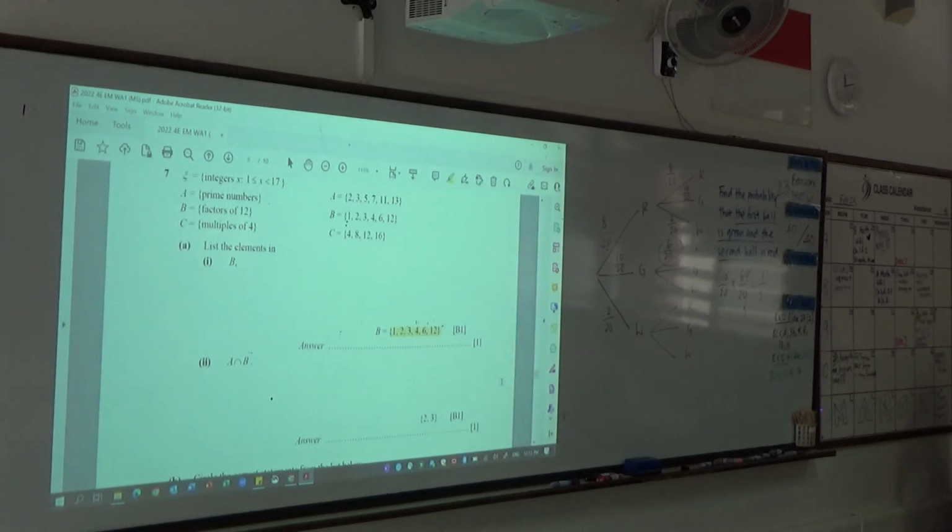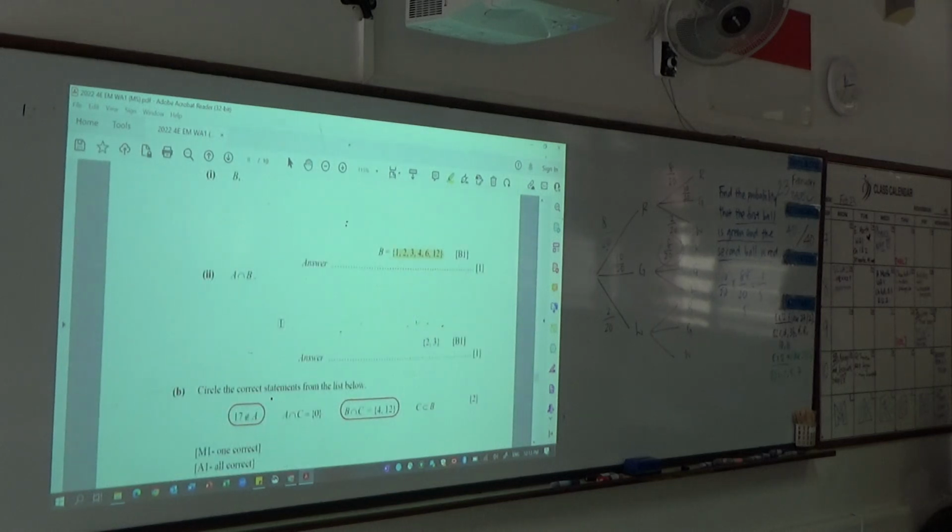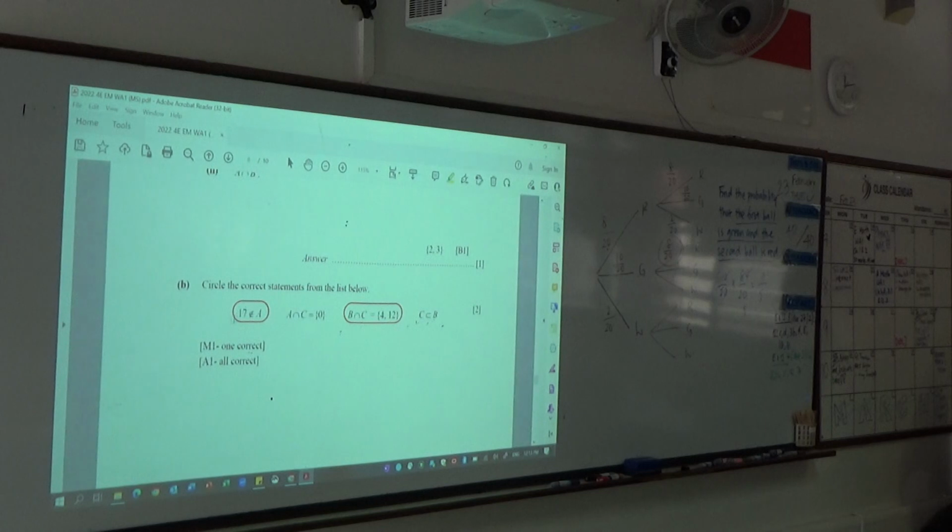Some of you lost marks because you got the wrong number of elements or wrong elements in the different sets here. For part B, the answer is 17 not an element of A, as well as B intersect C equals A and 4 and 12. If you circle one more that is wrong, then you will be penalized by 1 mark, so that will actually be 1 mark only. If you circle everything, obviously you get no mark, because clearly you don't know.